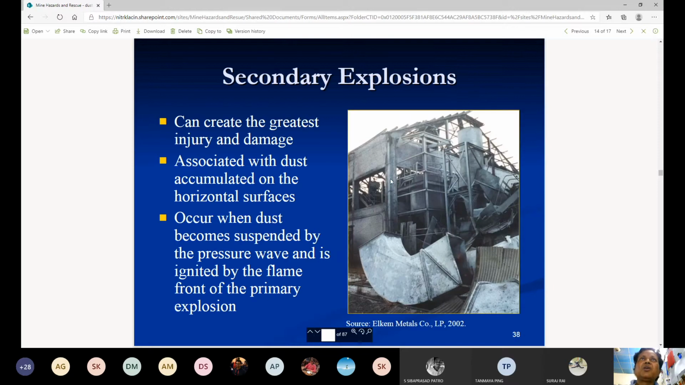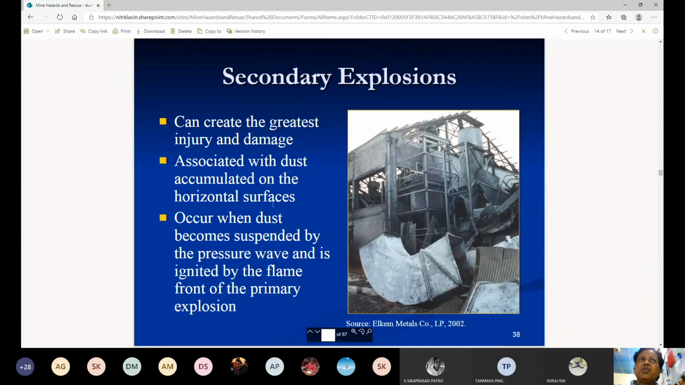We have seen that whenever there is dust explosion, there are 2 types of explosions. One is the primary explosion, then there is a secondary explosion. The secondary explosion can create the greatest injury and damage. Compared to the primary explosion, the secondary explosion is very injurious.